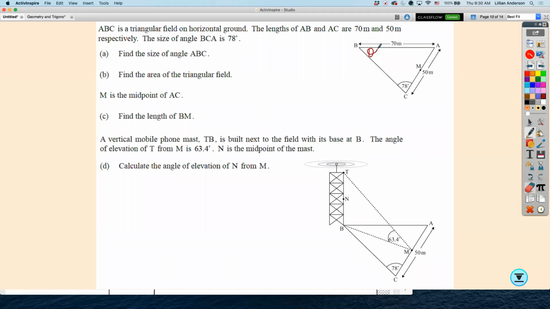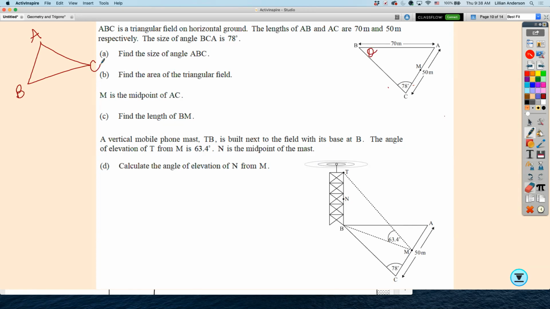Taking a look at this triangle, am I going to use cosine rule or sine rule? Very good, because remember, cosine rule is for side, side, side or side, angle, side. This angle 78 is not in between two sides that you know. So right now, I want you to use the sine rule, set it up, and find the size of angle ABC.